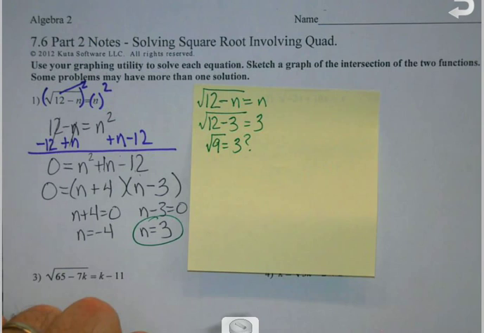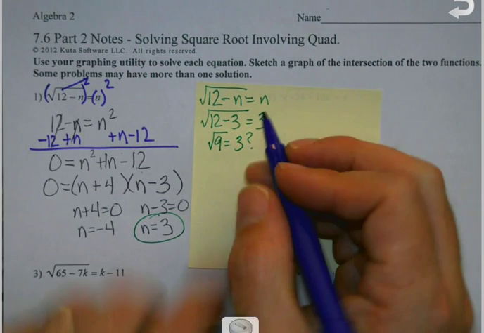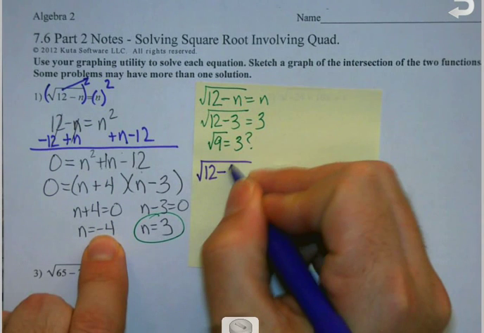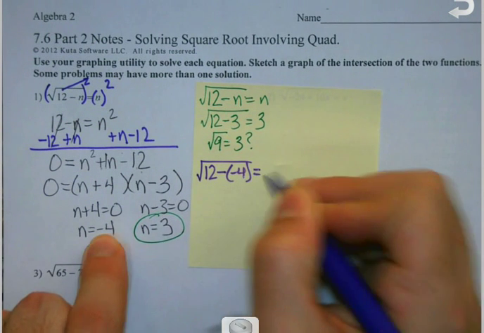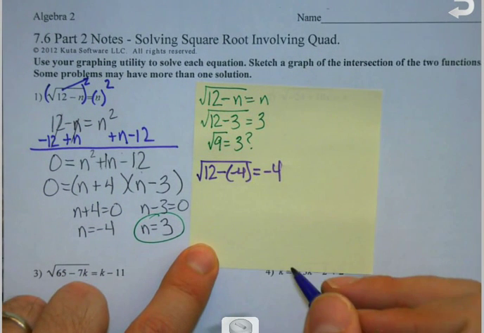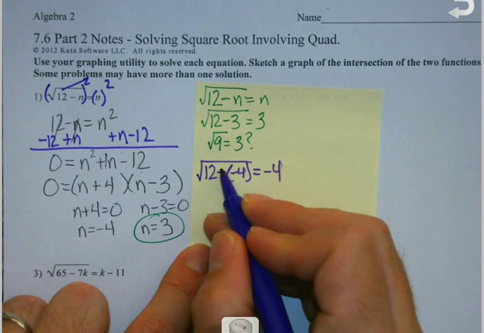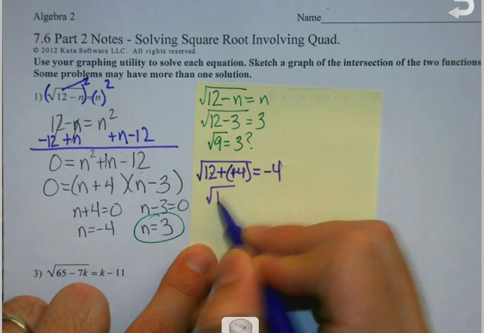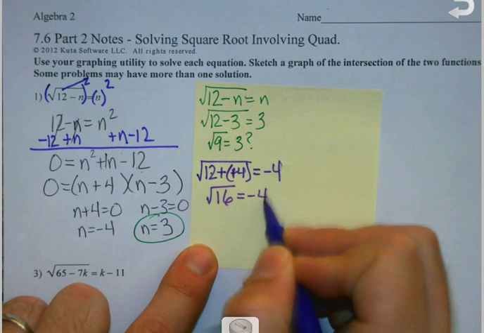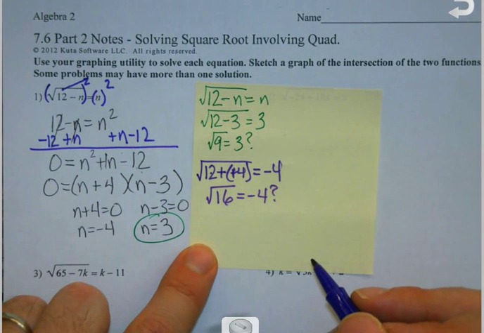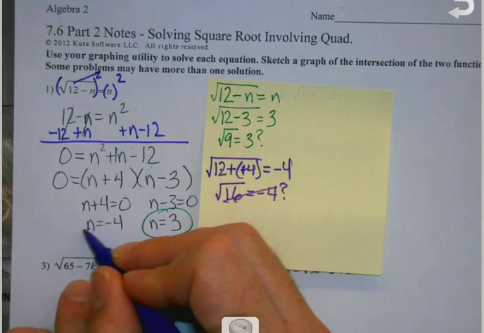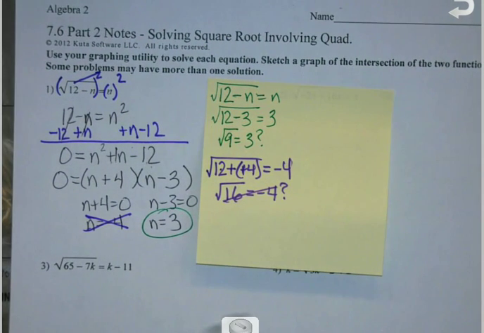So then I try it with the other one. So I'm like, okay, so 12 minus my n value, which is negative 4, and that goes over here as well. Minus a negative makes this plus. So 12 plus 4. Does the square root of 16 equal negative 4? Not the negative, though. So that doesn't work. So that answer doesn't work.